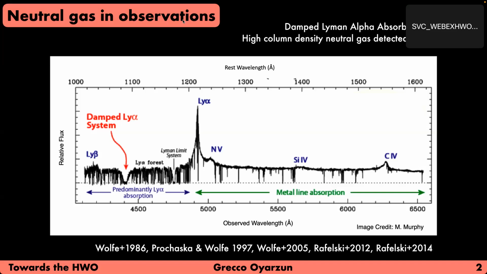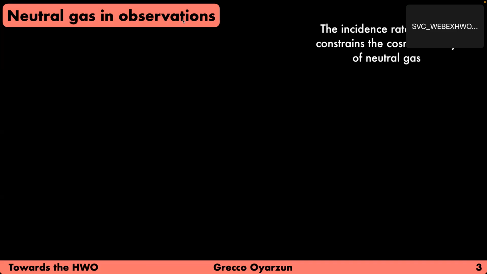So why do we care about the column density? For two main reasons. One, it's the gas that we believe is associated with star formation in galaxies. And two, because of the high column density, it turns out that DLAs dominate neutral cosmic gas throughout the universe in terms of energy density. So what one can do is utilize the incidence rate of DLAs throughout the universe to constrain something, for example, like the cosmic density of neutral gas.